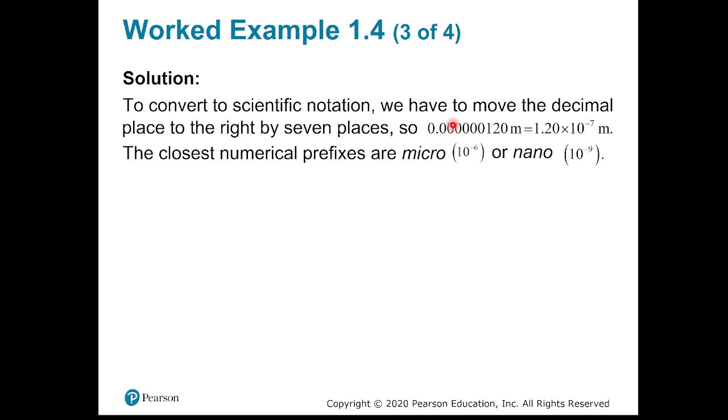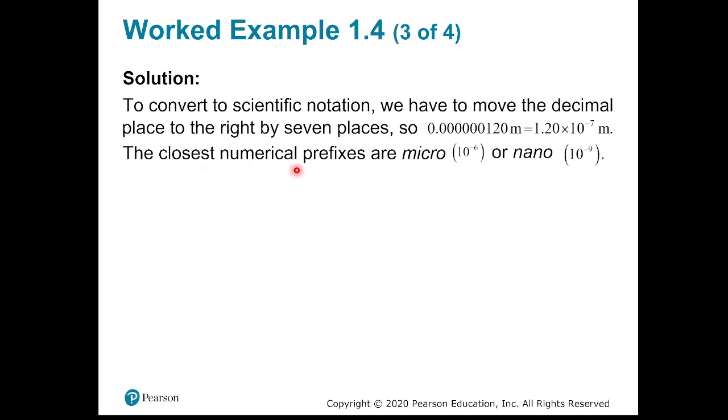And so we count the number of zeros: 1, 2, 3, 4, 5, 6, and then 7. Okay? So there are 7 decimal places we had to move this over, right? And so it's 10 to the negative 7. Does anybody have any questions about that part so far? Nope. Okay, so that's scientific notation for the meter.